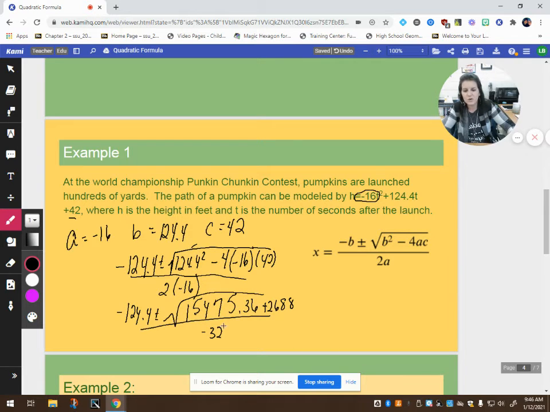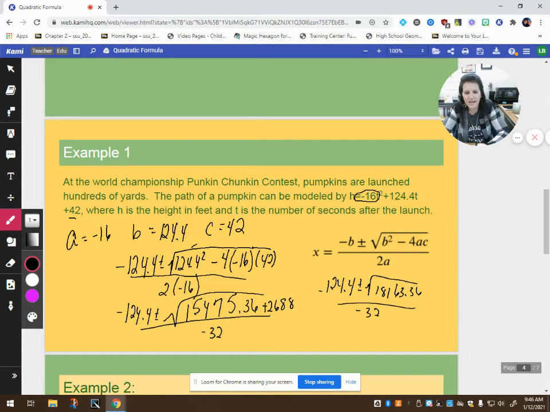Okay, so now we're still underneath of this square root symbol. So 15475.36 plus 2688 is, let's see here, 18,163.36. So again, negative 124.4 plus or minus the square root of 18163.36 all over negative 32.